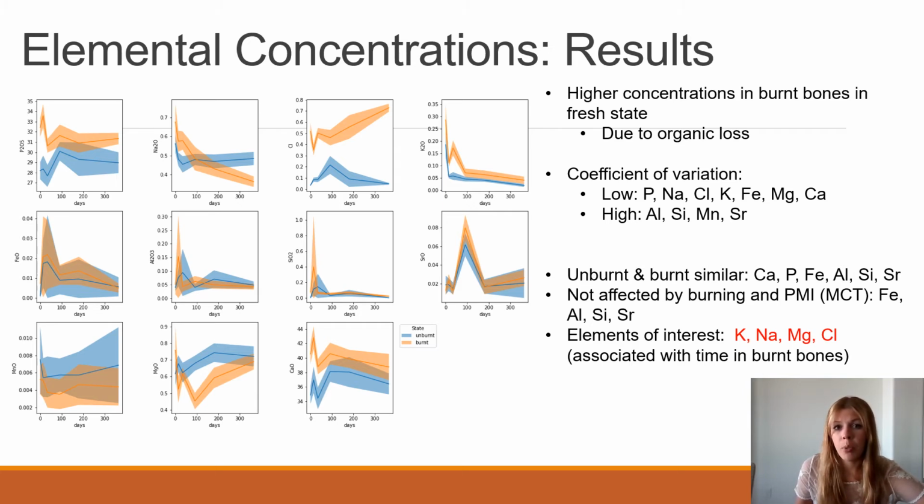When unburnt and burnt bones were compared, calcium, phosphorus, iron, aluminium, silicon, and strontium change through time in the same fashion, suggesting that these elements are not highly affected by burning at our temperatures, which were a maximum of 750 degrees. Iron, aluminium, silicon, and strontium are not affected by time either, which was shown by multivariate comparison of means testing. The only elements of interest to the study were potassium, sodium, magnesium, and chlorine, which changed significantly with the postmortem interval. So we will be focusing on potassium from now on.